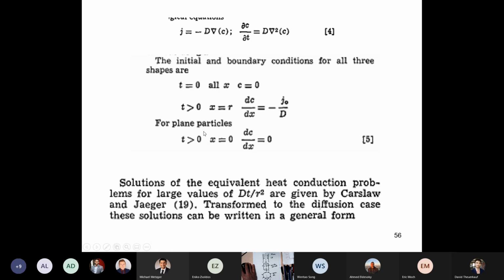And then he also says for plane particles, for t greater than 0, at the center, the concentration gradient is 0 at the center. So I want to go back and explain why that's the case. I'll go to the document camera for a minute there.